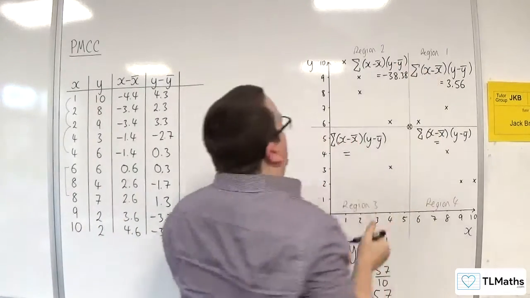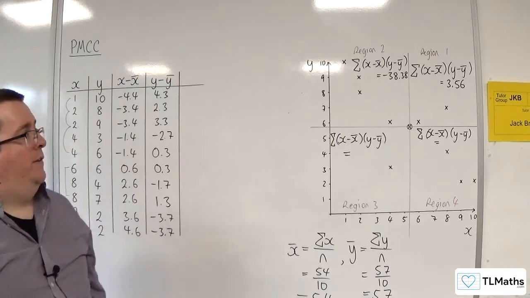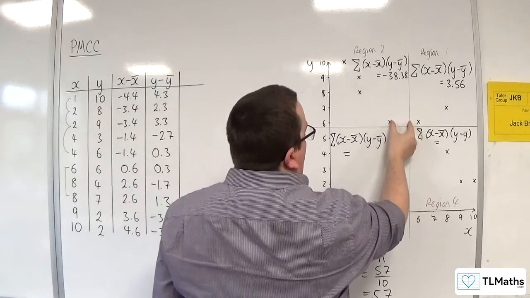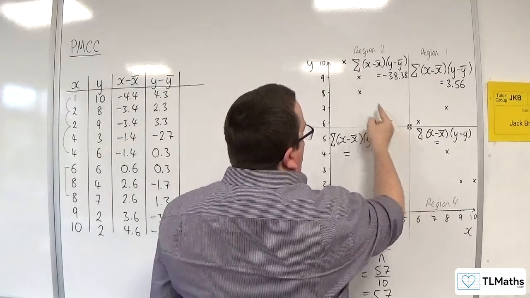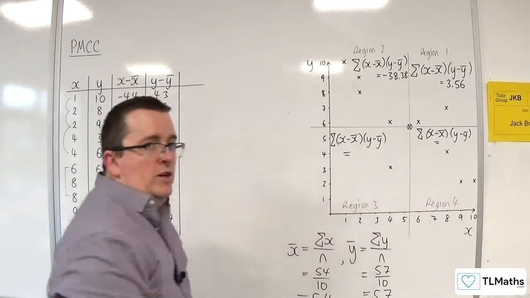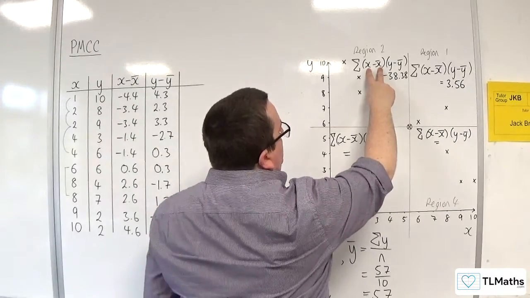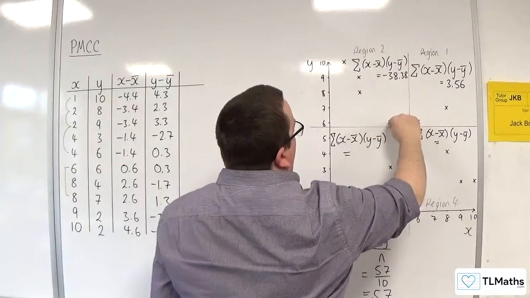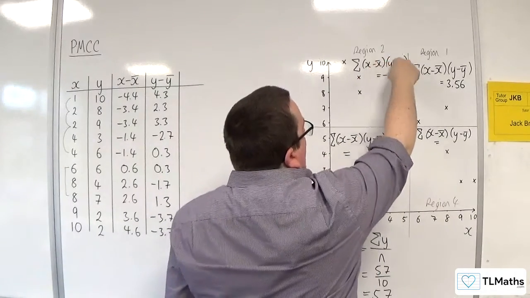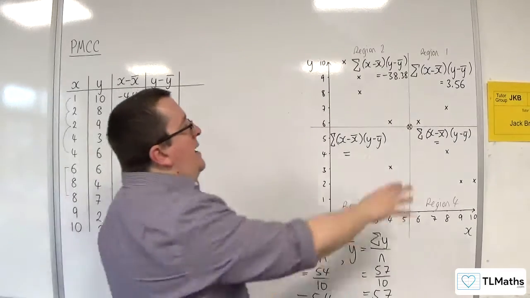Now, it should be relatively obvious that that should be a negative answer, right? Because when I do the horizontal bit of x take away x bar, the x value in each of these points is always less than the mean. So I'm doing a smaller number take away a larger number, and so x take away x bar will always be negative for region 2. But y take away y bar, because the y values are larger than y bar, will be positive. So you have a negative times a positive, so that will be negative, and you're adding all the negative numbers together. So you should get a negative result here.